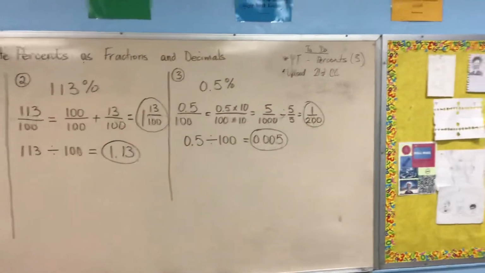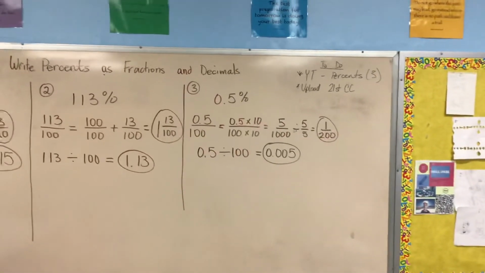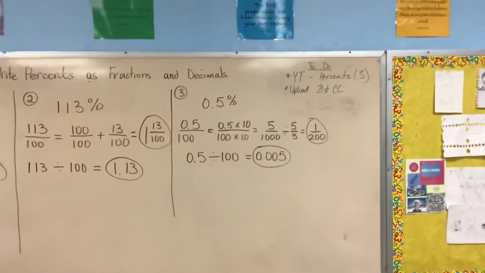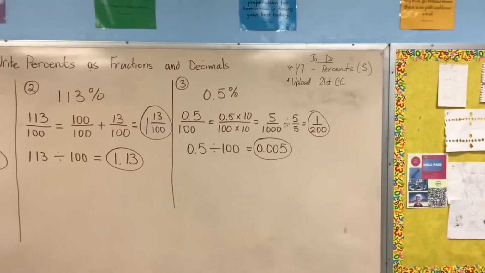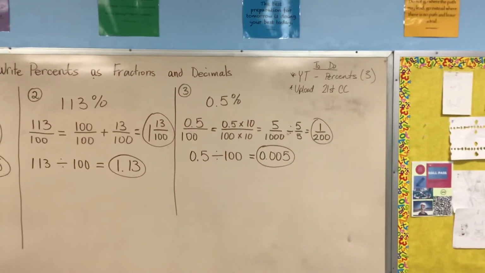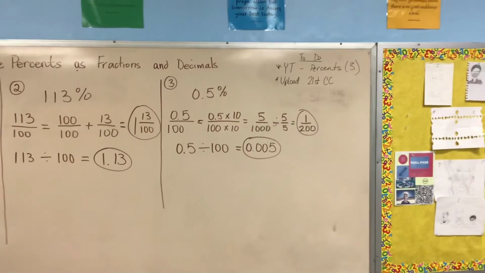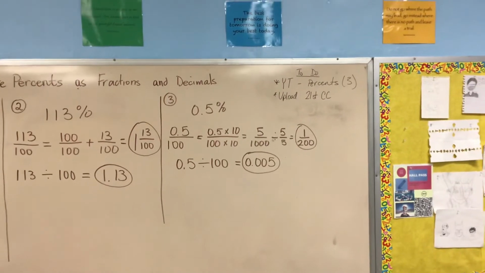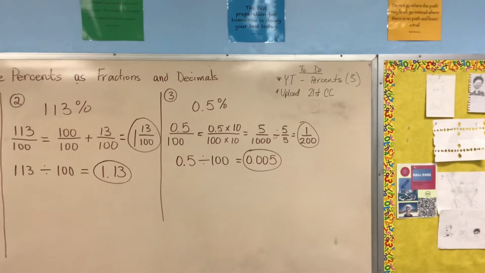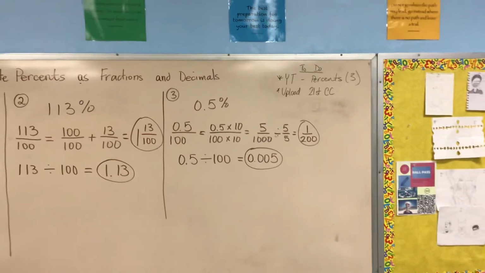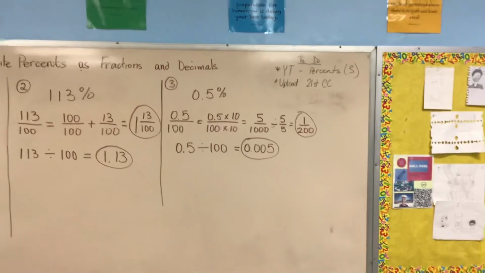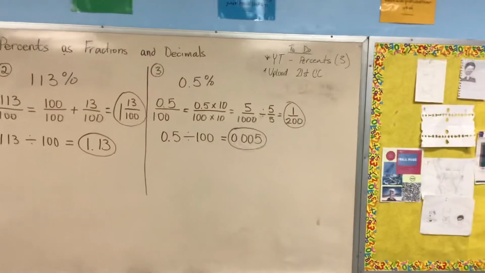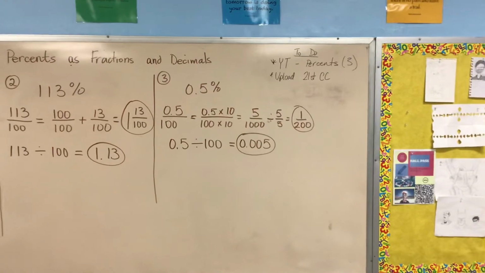Lastly, if we have a percent that is less than 1%, we do the same thing. 0.5 over 100, because again, a percent is a ratio to 100. But in this case, I know I can't have a decimal in a fraction situation. So I need to multiply that 0.5 by 10 to move the decimal one place to the right. However, if I multiply the top by 10, then I have to multiply the bottom, or the denominator, by 10. So that's going to give me a 5 over 1,000.